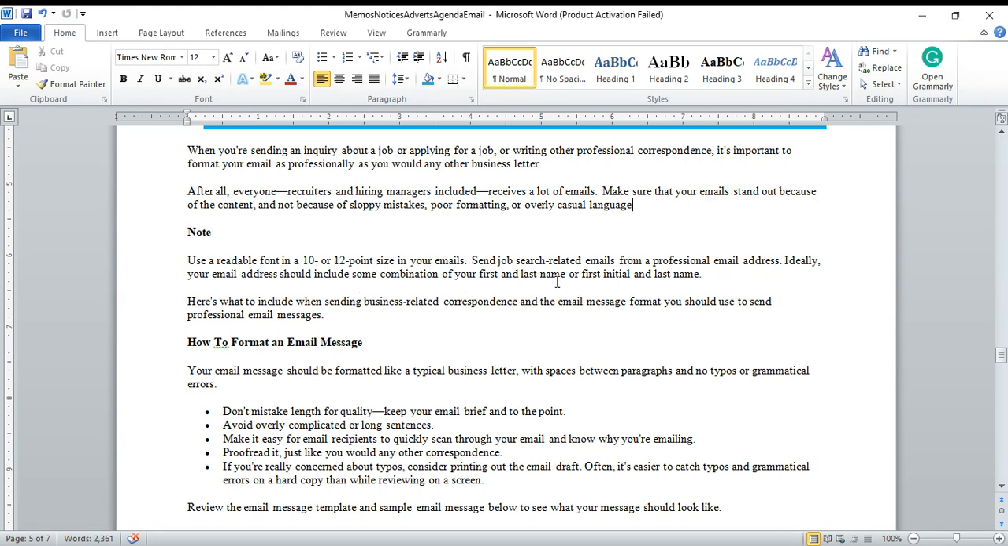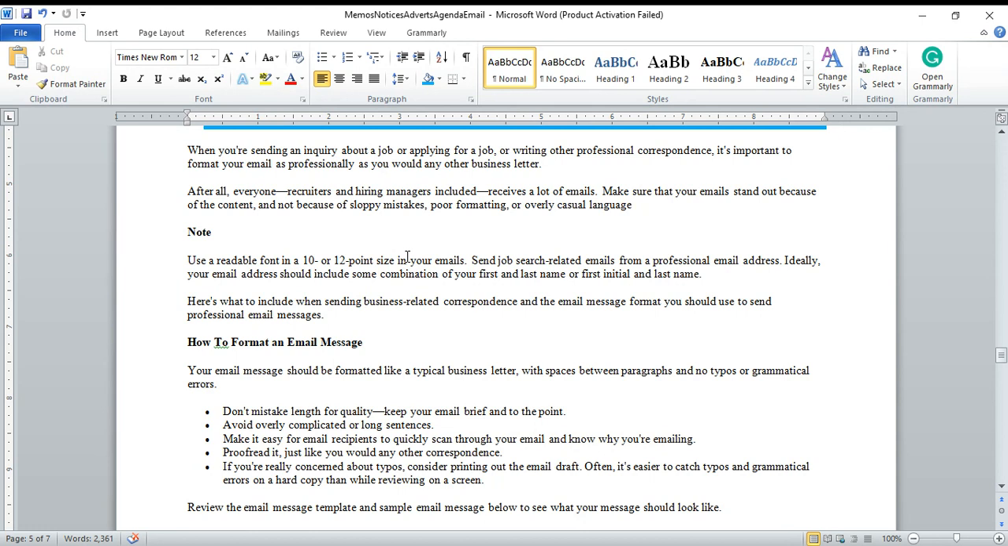Then send job search related emails from a professional email address only. If you are applying for a job, let's say that you are Jacob Otieno, your email can be J Otieno or Jacob Otieno. Your email should not be the green fancy at gmail.com, or the baddest at gmail.com. You should use a professional email.